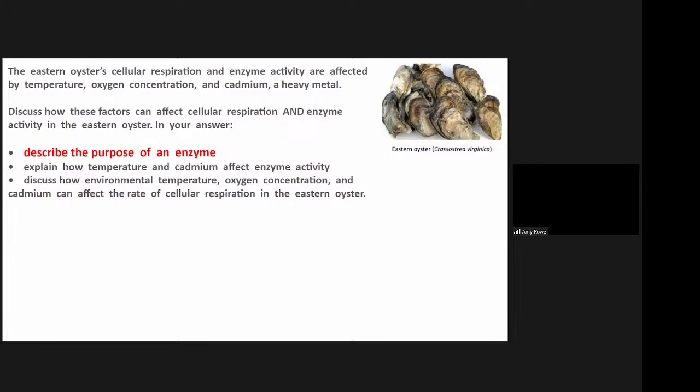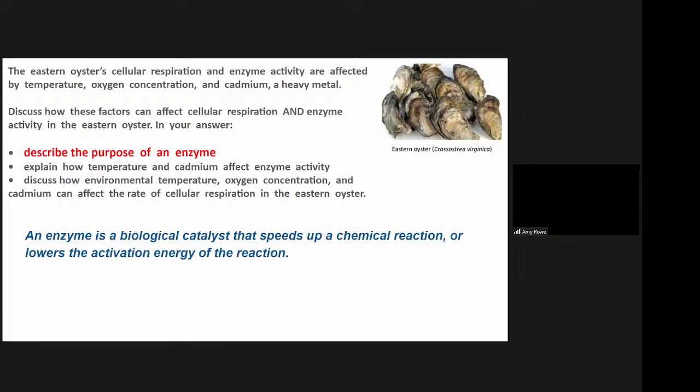Discuss how these factors can affect cellular respiration and enzyme activity in the eastern oyster. You should describe the purpose of an enzyme, explain how temperature and cadmium affect enzyme activity, and discuss how environmental temperature, oxygen concentration, and cadmium can affect the rate of cellular respiration in our oyster. So the first part, describe the purpose of an enzyme, is just your straight definition. An enzyme is a biological catalyst that speeds up a chemical reaction by lowering the activation energy of the reaction.